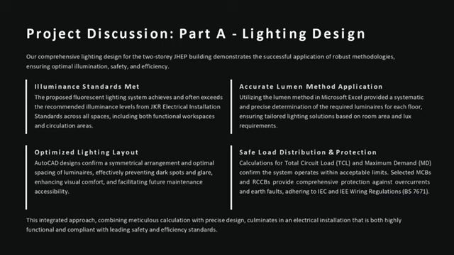The third one is optimized lighting layout. AutoCAD was used to produce a symmetrical lighting layout with proper spacing to reduce dark areas and glare. And the last one for the discussion is safe load distribution and protection. Load calculation confirms safe operation with suitable MCB and RCCB, selected in accordance with IEC and IEE wiring regulations.